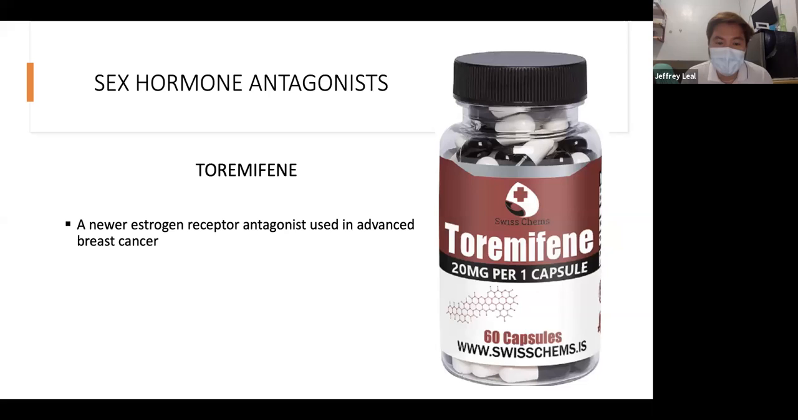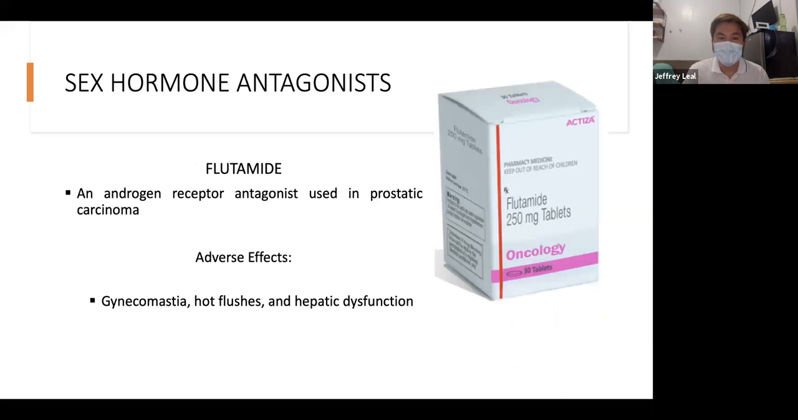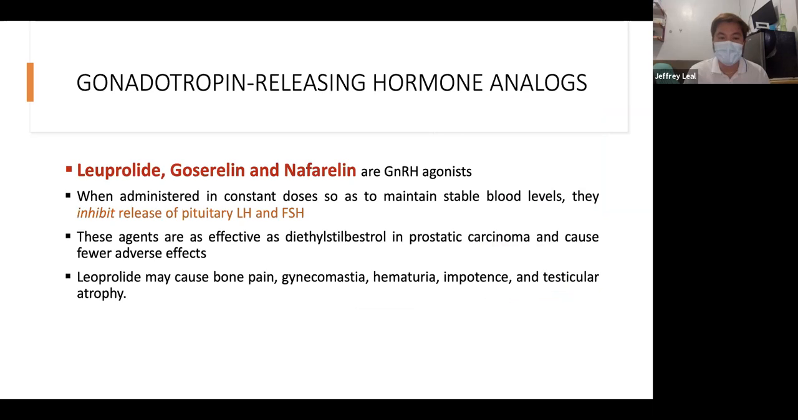We have also the toremifene, which is a newer estrogen receptor antagonist that is used in advanced breast cancers. The flutamide, which is an androgen receptor antagonist, is used in your prostatic carcinomas. And adverse effects of your flutamide would include gynecomastia, hot flashes, and even hepatic dysfunctions.